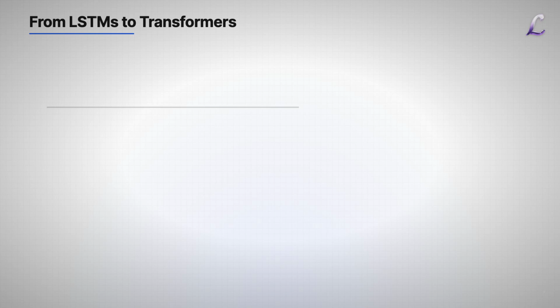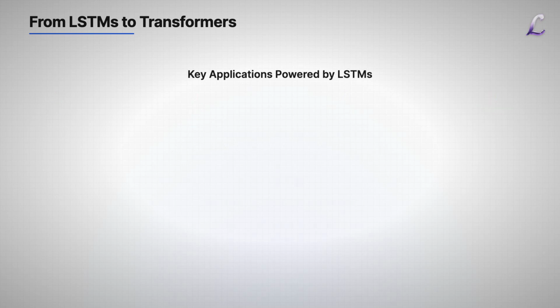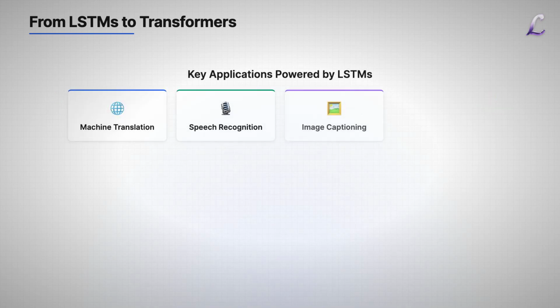LSTMs didn't just solve a theoretical problem, they enabled an entire generation of breakthroughs. Machine translation, speech recognition, image captioning, handwriting generation, essentially every major result in sequence modeling from 2014 to 2017 was achieved with LSTMs. But the story doesn't end there. The attention mechanism, introduced by Bahdanau et al. in 2014, originally as an addition to LSTM encoder-decoders, provided a complementary solution to long-range dependencies.